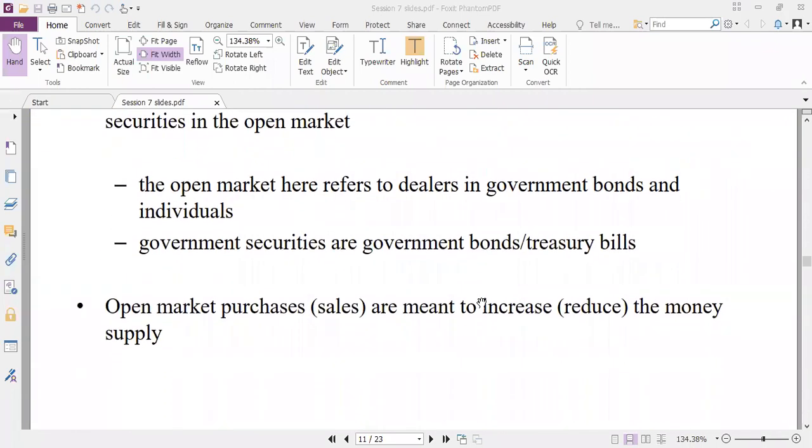We have the individual. Yes, please. Is it necessary for people to buy the treasury bonds? Come again. Is it necessary for the people to buy the treasury bonds? Like, I don't really get how the government is going to sell it.